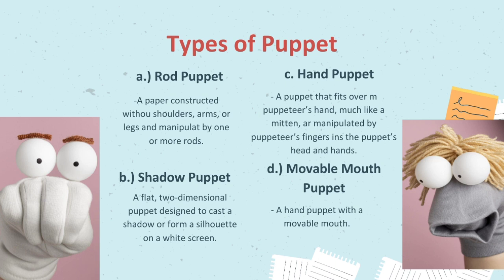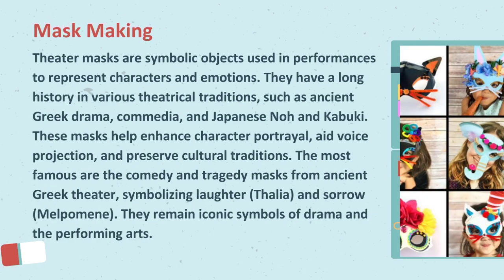And then the movable mouth puppet. This is a type of hand puppet but with a moving mouth. This allows it to talk during the performance. And we have the mask making.